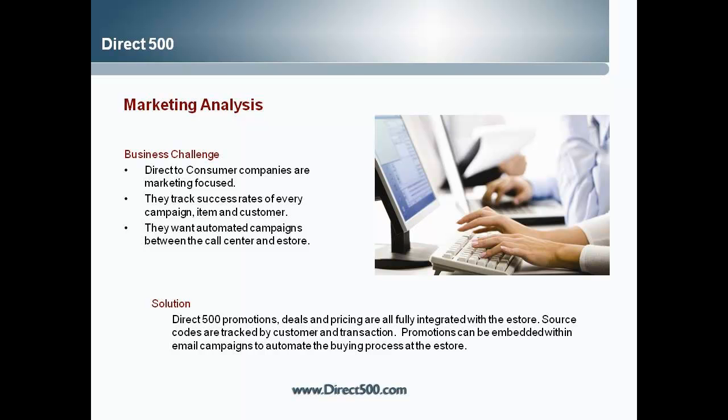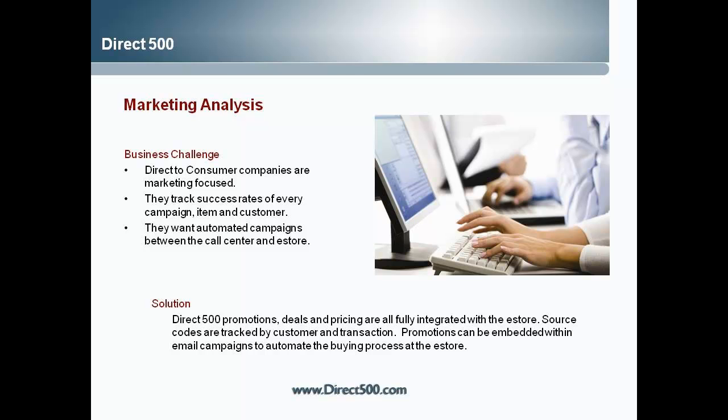Distributors that sell through multiple channels often face challenges in tracking sales, marketing campaigns, and their effectiveness. Direct 500 offers a multiple level source code that tracks how new customers are created and the source of each new order, providing valuable analysis data for the business owner.